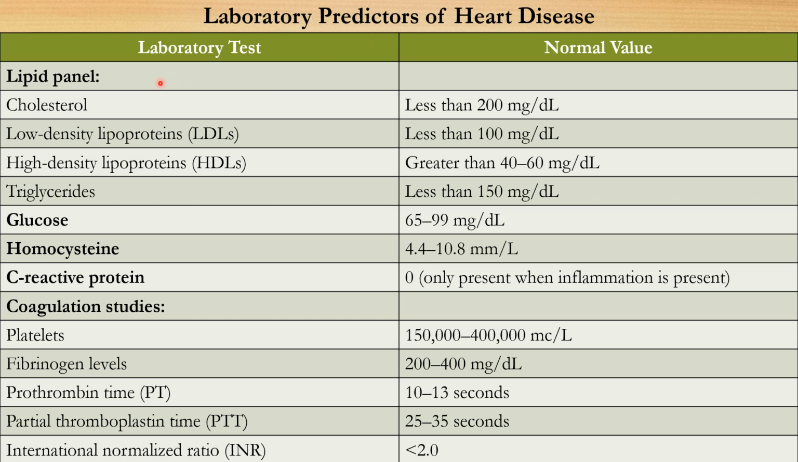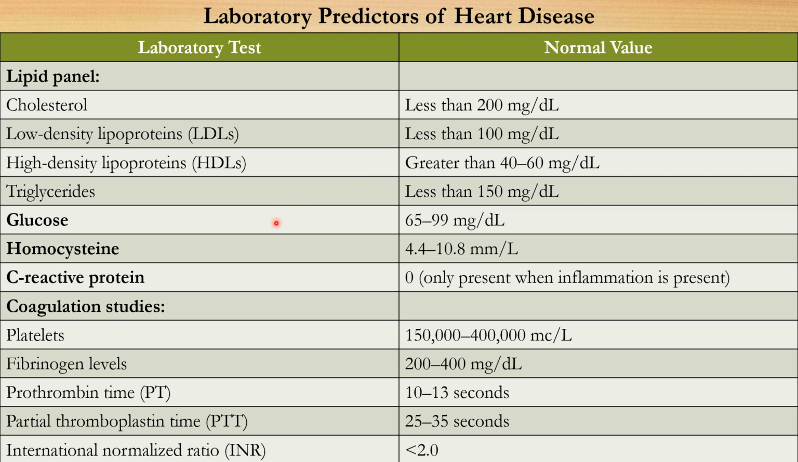First is the lipid panel, which includes cholesterol, low density lipoproteins, high density lipoproteins and triglyceride levels. The normal level of cholesterol is less than 200 mg per dl and LDL value should be less than 100 mg per dl. The high density lipoproteins must be greater than 40 to 60 mg per dl. Triglycerides less than 150 mg per dl. So that's about the lipid panel.